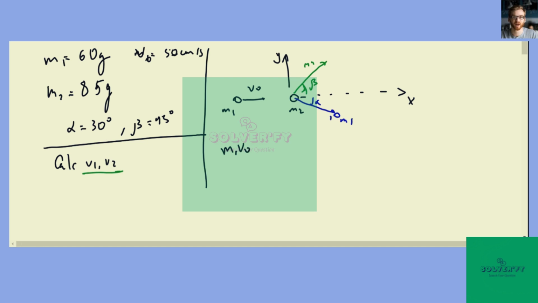m1 times v0, in vector form, equals m1 v1 plus m2 v2. Now let's split this equation into two projections. With respect to the x-axis, m1 v0 equals itself because it's horizontal. So basically we have to project this. Okay, let's label this vector as p1 and this one as p2. It will be simpler for us.